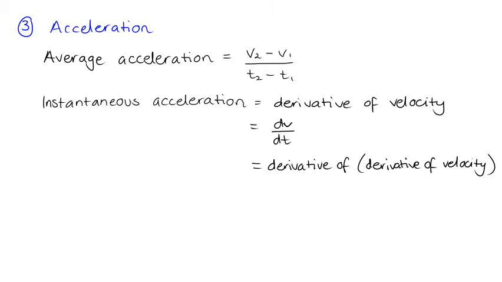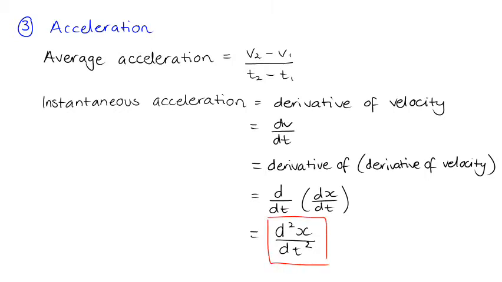Yes, it's actually the derivative of velocity. In other words, it is d/dt of dx/dt. If you treat that kind of as regular fractions and multiply them, you get d squared x over dt squared. Don't worry too much, it's basically just the notation. That is how it's written: d squared x over dt squared.